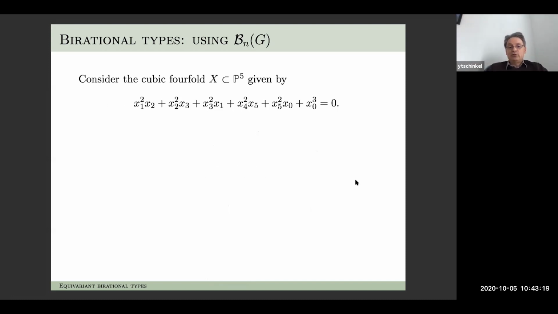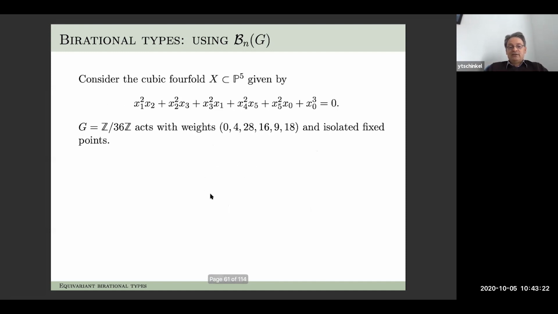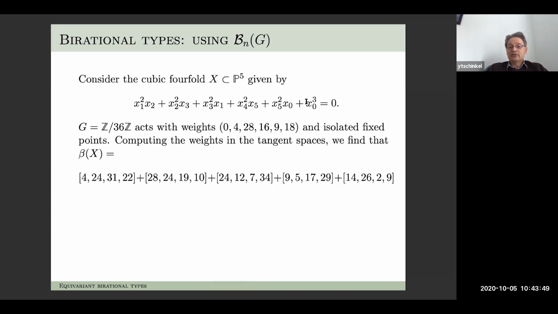So consider this fourfold, this equation, which has an action of Z mod 36, and these are the weights. So 0 means there is no action on x0, weight 4 on x1. So let's compute. This is going to be 8, and x2 is 28. 8 plus 28 is 36. So each monomial here is weight 0. So there are isolated fixed points, and the fixed points are (0,1,0,0,0), and so on, (0,0,1,0,0), except the point (1,0,0,0,0), which is not on the fourfold.